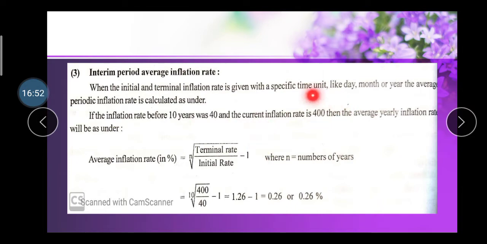So the terminal rate is 400, the current one. Then the number of years is 10 years, so here n is equal to 10. The current rate, that is the terminal rate, is 400. Then the initial rate is 40, minus 1. So 1.26 minus 1. So you will get 0.26, or we can say 0.26%, as the interim period average inflation rate. That is, over the last 10 years the average inflation rate has increased by 0.26.